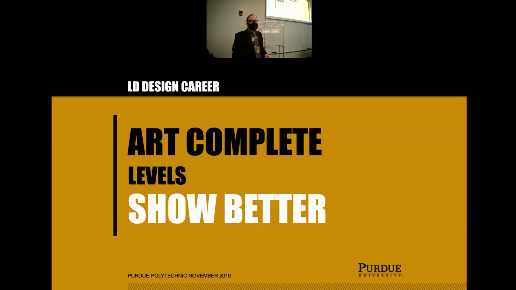Okay, so art complete levels show better. Now this stinks. I don't like this. I wish everyone could squint appropriately and look at a gray box and understand the design brilliance in a gray box. But it is undoubtedly true that I can take a level designer portfolio, take the same level layout, same scripting, and if you do a kit bashing pass on it so that it looks good, it's going to get more attention than a portfolio that has gray box stuff.